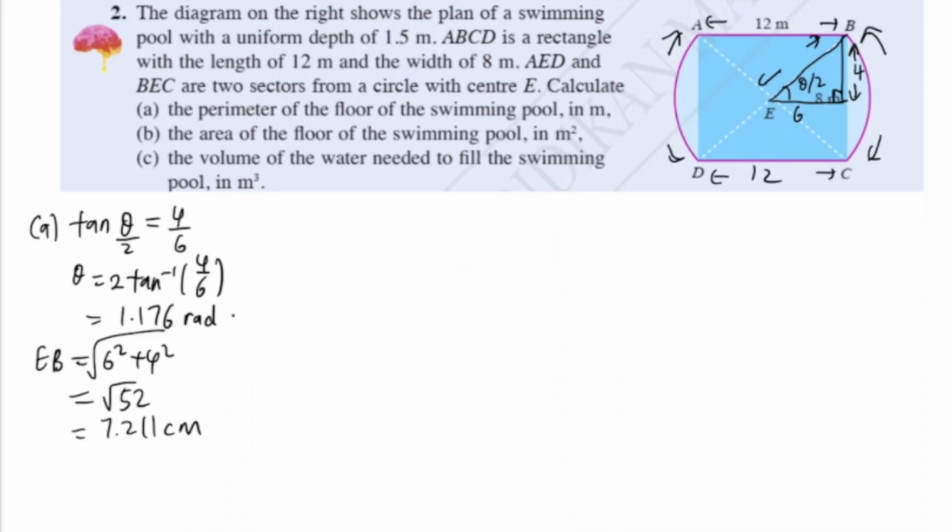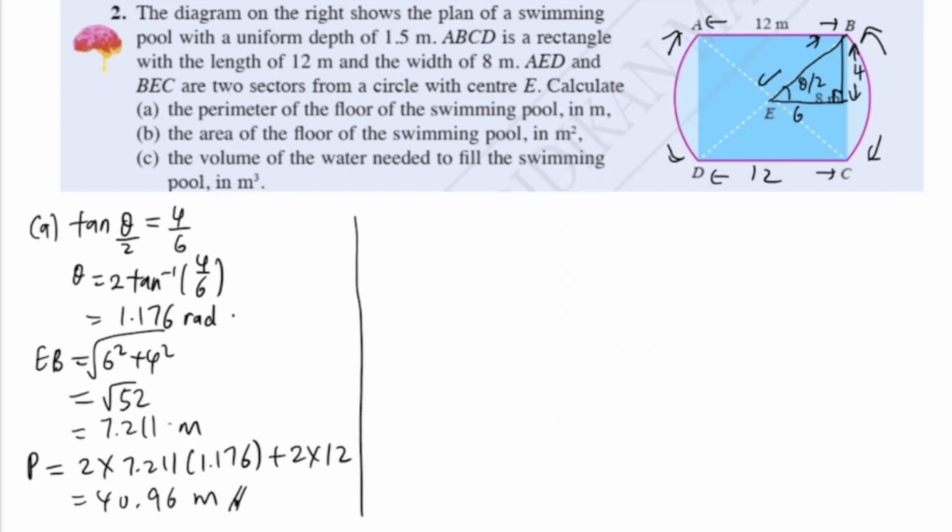Now, your perimeter is therefore s equals r theta times 2. So 2 times your radius, 7.211, times the theta, 1.176, plus 2 times 12. You add them up, your answer is 40.96 meter. Sorry, this length is in meter, not in cm. 7.211 meter. All right, so I've got my perimeter.